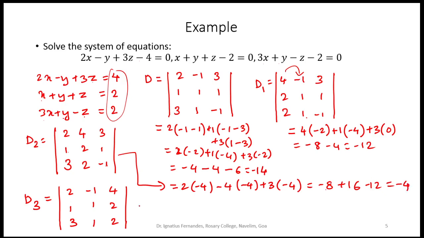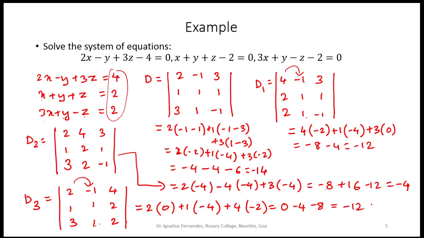And what is D3? D3 will be equal to 2 into 2 minus 2 is 0. Then this minus of minus 1 is plus 1. This 2 minus 6 is minus 4. And then plus 4 into 1 minus 3 is minus 2. So I have 0 minus 4 minus 8, that will give me minus 12.